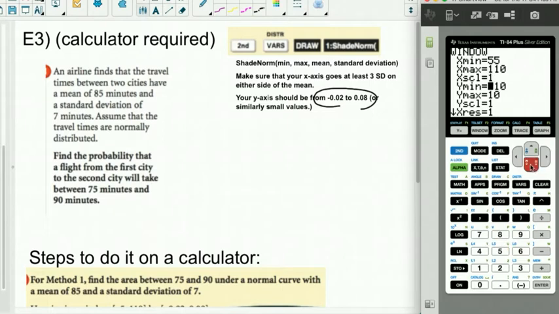Around the mean. And then my y is going to be really small values because what I'm finding is the area under the curve, which is a total of 1. That's going to be a really small curve. So there's my window. I'm going to quit out of this.